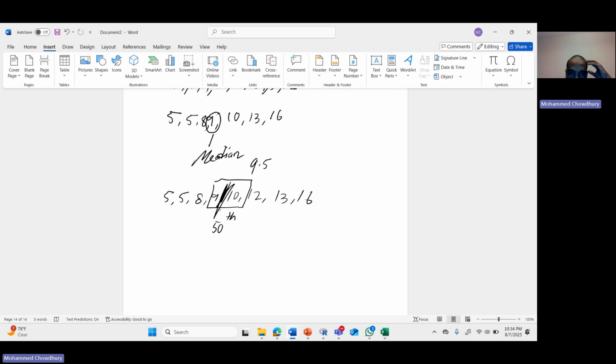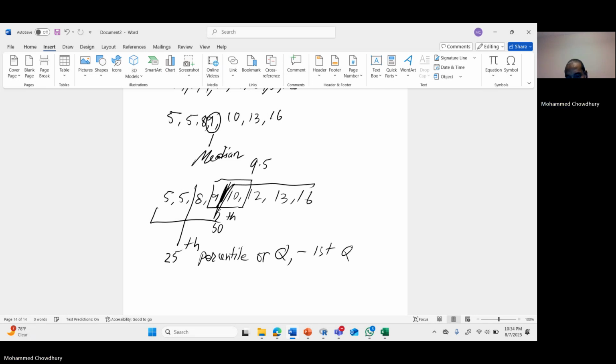Now after this 50th percentile, let me explain what a quartile is. This is the first half, and this is the second half. In this first half, find the median. That median is called the 25th percentile, or Q1, the first quartile.